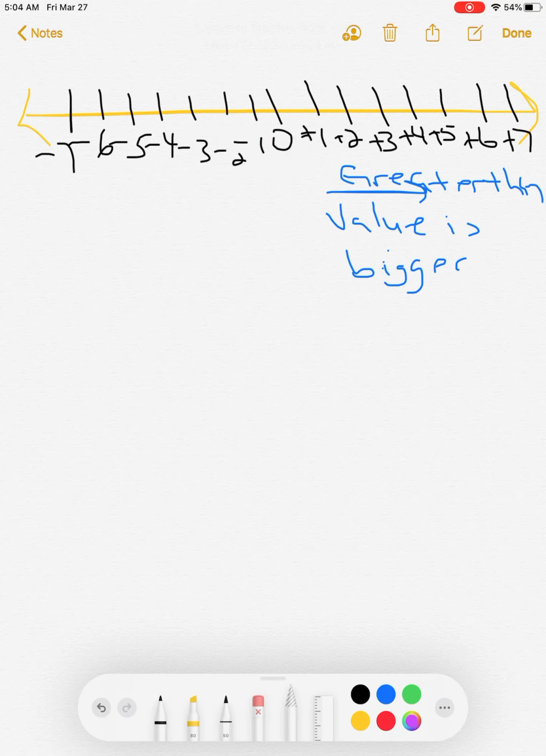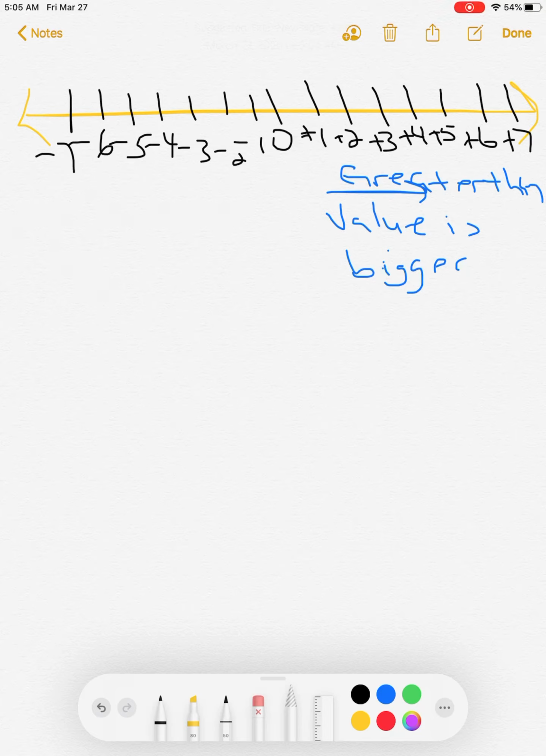So here, on this side, -1 is bigger than -2. It has a higher value. -2 is greater than -3. It has a higher value. -4, even though we've learned 4 is a higher number than 3, when you're dealing with integers, it's not. -4 is less than -3, okay? -5 is less than -4. -6 is less than -5. -7 is less than -6, and so on, okay?